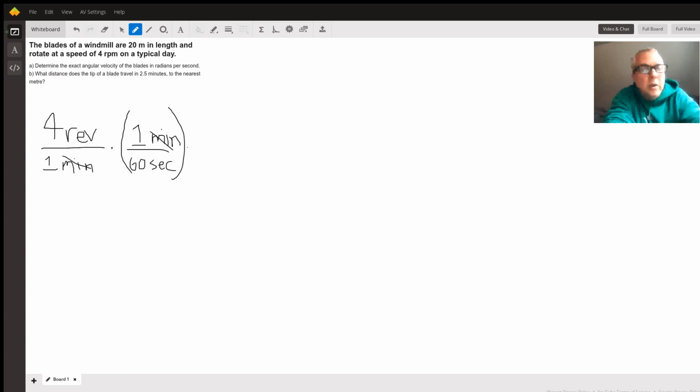What's the other unit we need to convert? Well, we need to convert from revolutions into radians. So how many radians are there in one revolution? For every revolution, this time we're going to have revolutions on the bottom to cancel out with the revolutions on the top, and we're going to end up with radians per second. Well, every one revolution, we want radians. How many radians are there in one revolution? There are 2 pi radians in a complete circle. That means there are 2 pi radians every one revolution.